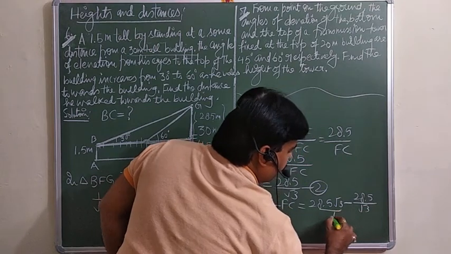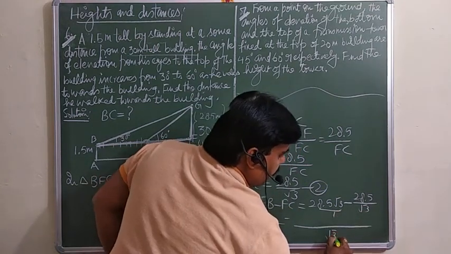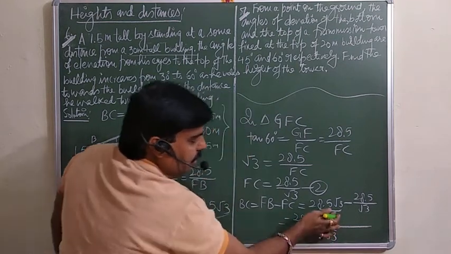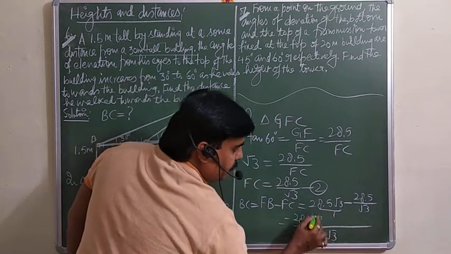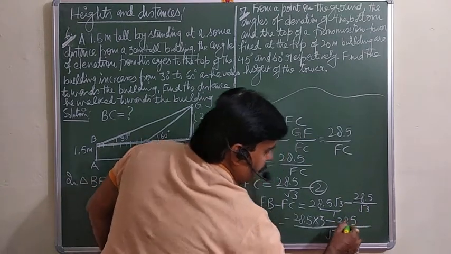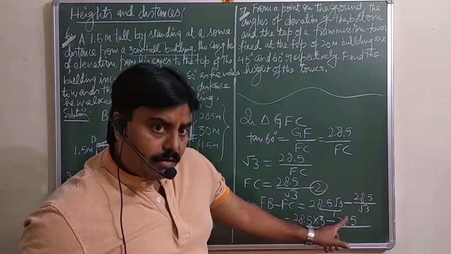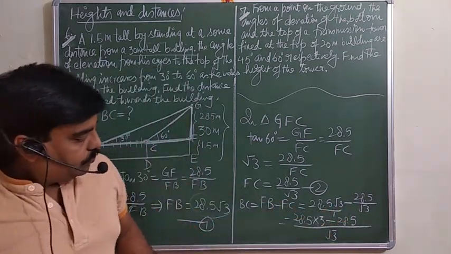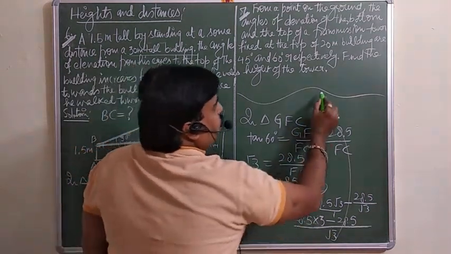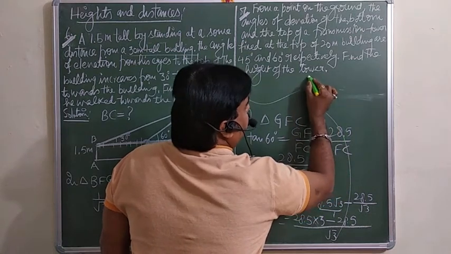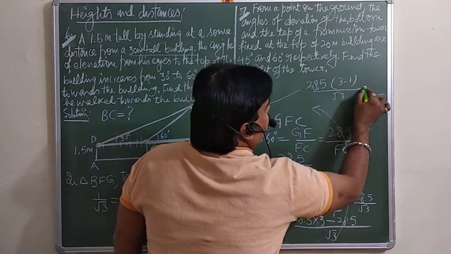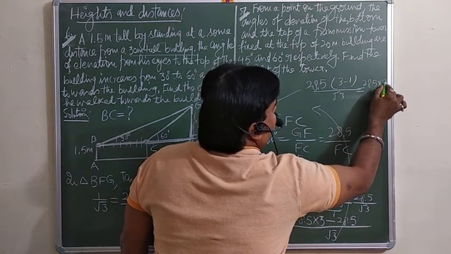root 3. You can put 1 here, take the LCM, you will get root 3 here, so you will get 28.5 root 3. Once you divide root 3 into root 3, it will be 3 minus root 3 over root 3, then 28.5. We can take out the common factor, 28.5, and then 3 minus 1 over root 3. So this is your 28.5 into 2 over root 3.